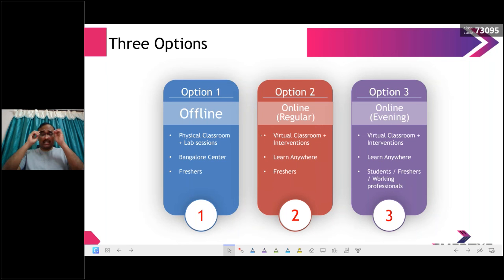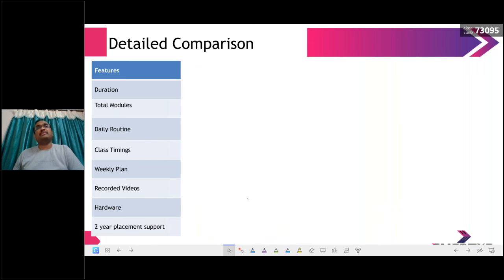And you have the evening session, 7 p.m. to 9 p.m. What we are having right now, the classes will be conducted then, and lab will be from 6 p.m. to 7 p.m. So that's how it is divided. And if you are learning online, you can learn from anywhere. So let us do a detailed comparison of various parameters: duration, modules, daily routine, class timings, weekly plan, recorded videos, hardware, placement support, etc.